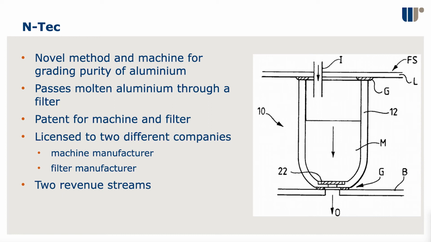Our part in this was that we obtained a patent for the machine and a patent for the filter. The filters are consumed in the process and so must be replaced between each use. NTEC then licensed the technology to two different companies, one making the machines and one making the filters. This gave NTEC two revenue streams, which is a very nice example of a licensing model in use.